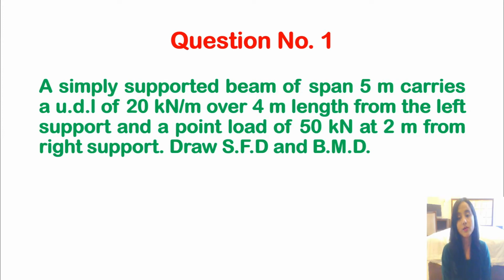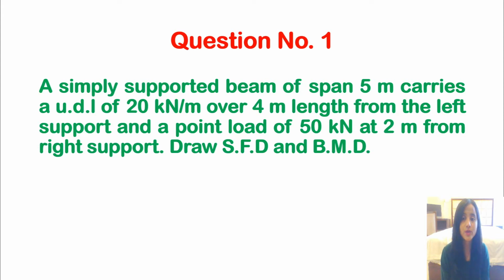So today in this session we will be solving more numericals for simply supported beam and find the shear force and bending moment diagram. So let us get started with the first numerical. A simply supported beam of span 5 meter carries a UDL of 20 kN per meter over 4 meter length from the left hand support and a point load of 50 kN at 2 meter from right hand support. Draw SFD and BMD. Now in this case, the diagram is not given.